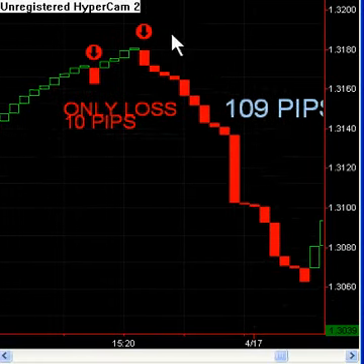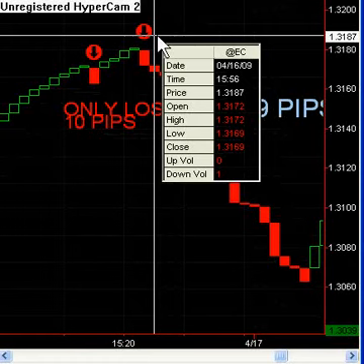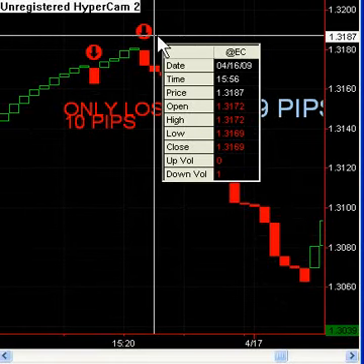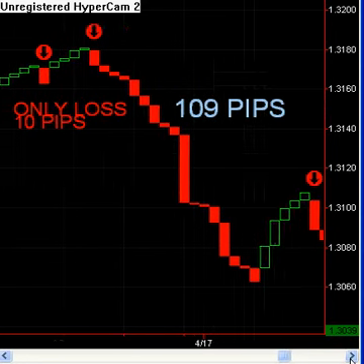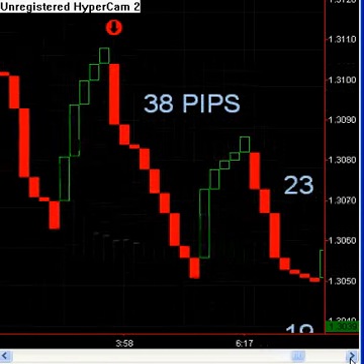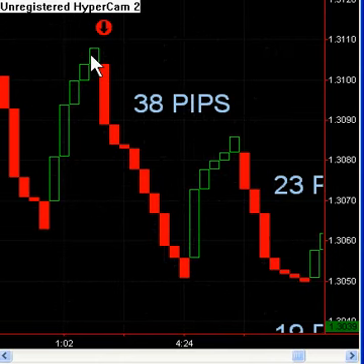Look, 109 pip drop. Look at that. Look how beautiful this was. Textbook. Open, 31.72. The highest high was 31.72 after you got in. You took no heat on the trade, and it fell 109 pips, traders. 109 pips. Okay, rally back up. This is my retracement trade again. That's why I love these.